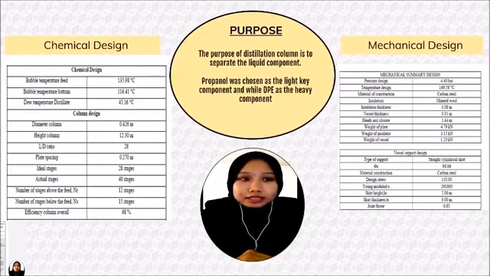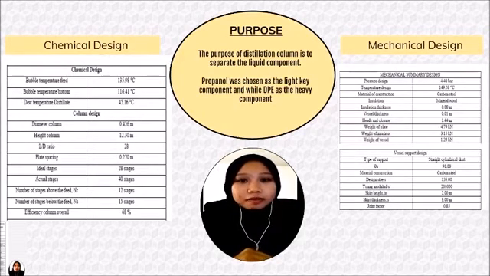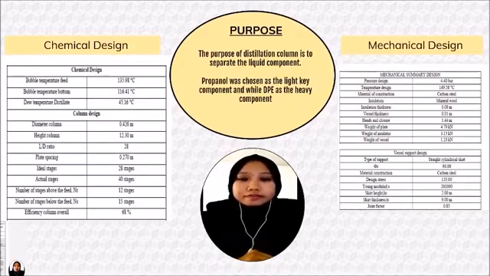So for the chemical design, we need to calculate the dew and bubble point temperature of the composition and also the diameter of the column, height of the column, the number of stages and the efficiency of the column. For the mechanical design, we need to identify whether the temperature and pressure are suitable for this operation. Also, we need to identify the type of skirt that can be used in this column.